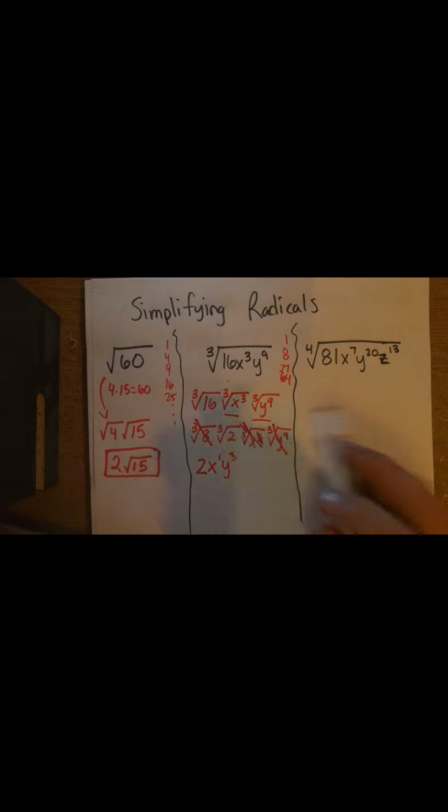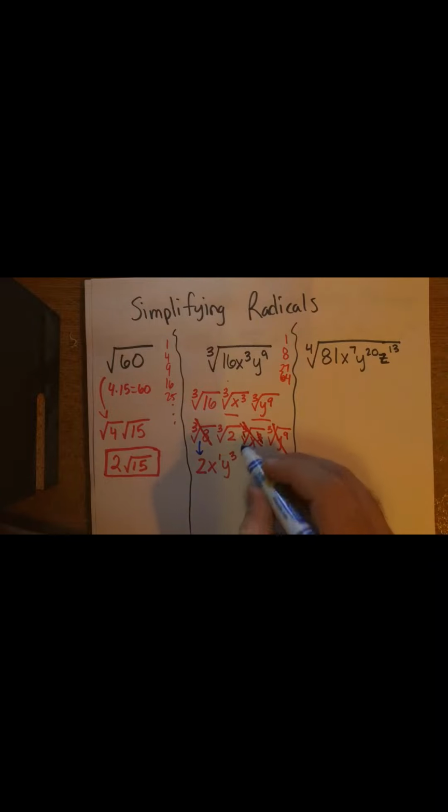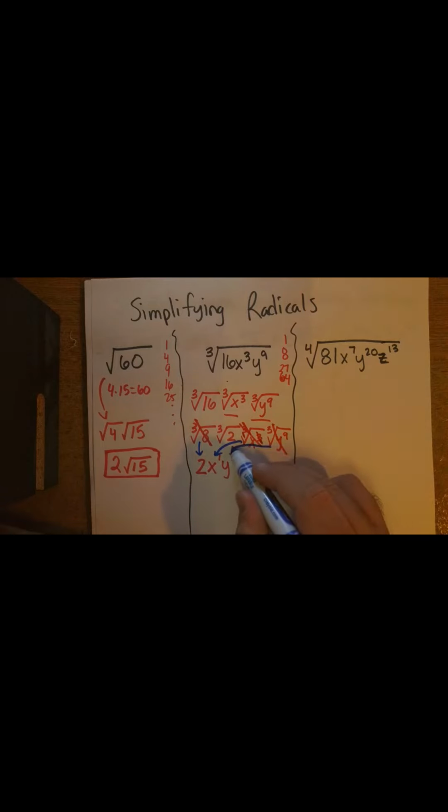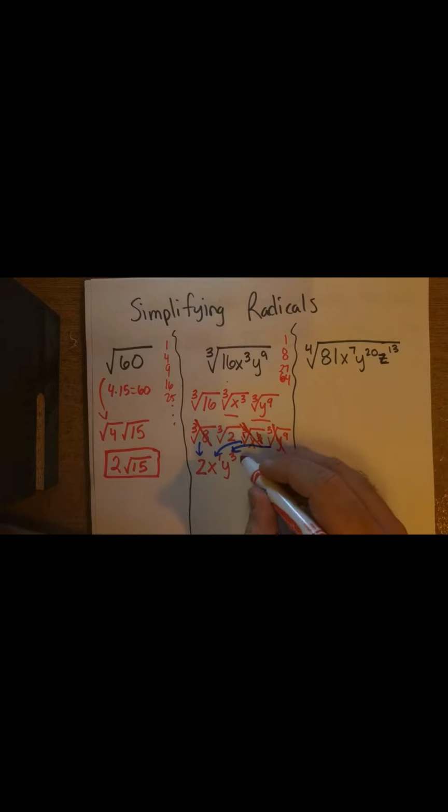Again, I'll show you where these came from. Let me use a different color. The 2 came from the cube root of 8. The x to the power 1 came from here. The y cubed came from this. But I have something left over that I didn't cross out, and that is the cube root of 2. Because I can't do anything with that, I just leave it right here.